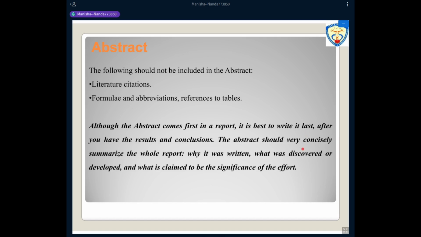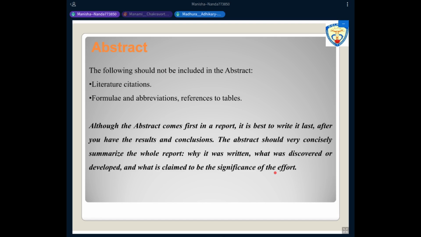The abstract should very precisely summarize the whole report: why it was written, what was discovered or developed, and what is claimed to be the significance of the effort. So I hope the abstract is clear to all of you.